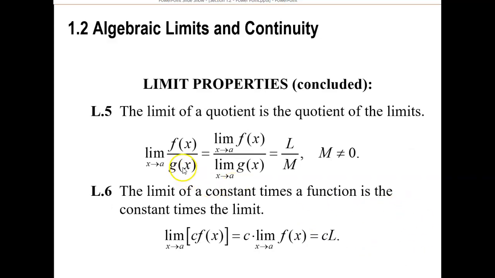The limit of a quotient is the quotient of the limits. You can take the limit of the top and the limit of the bottom, evaluate, and then divide the results, providing the denominator value is not 0. Otherwise, it would be undefined. So that is a restriction. And then the limit of a constant times a function is the constant times the limit. So the limit as x approaches a of a constant times a function means you can take the limit of the function and just multiply by the constant. So it's kind of like factoring the constant outside.